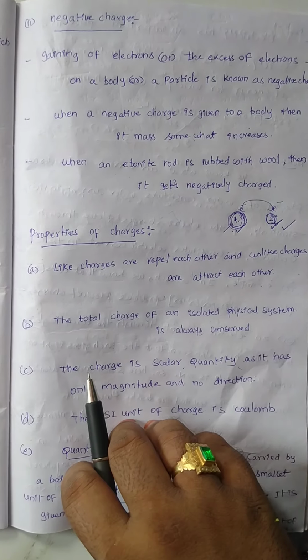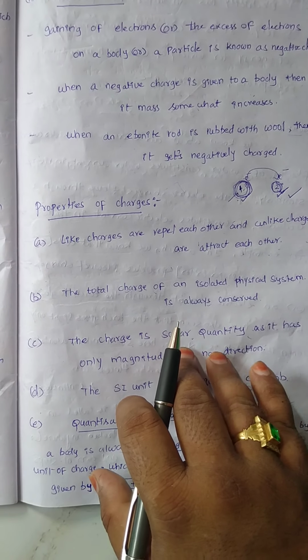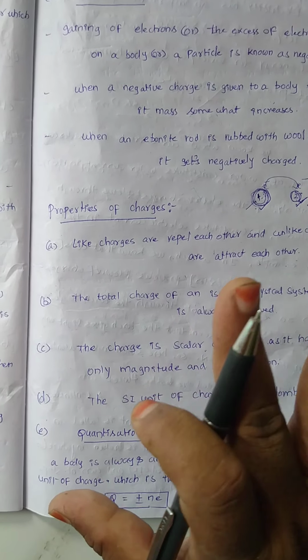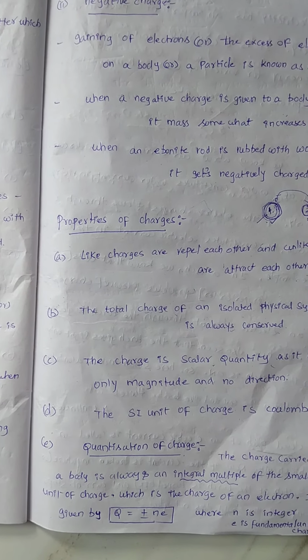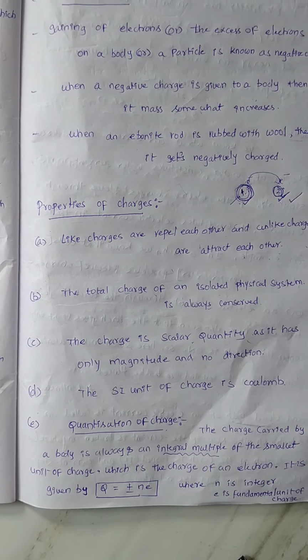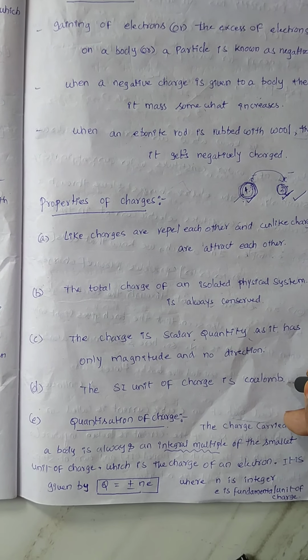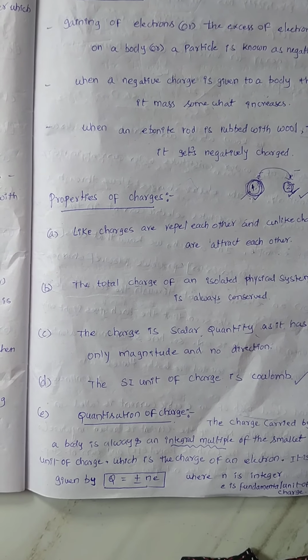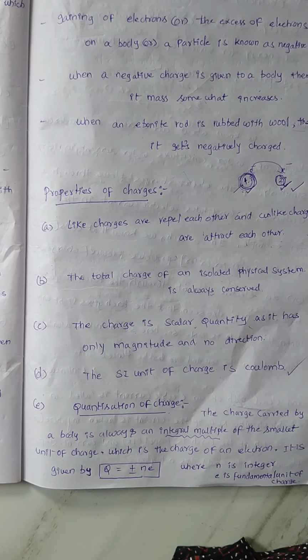Yes. And the third point: charge is a scalar quantity. Why? Because it has only magnitude, there is no direction. For charge there is no direction, so charge is always in the form of magnitude only. The fourth point is the SI unit of charge, which is very important. The SI unit of charge is what? Coulomb.